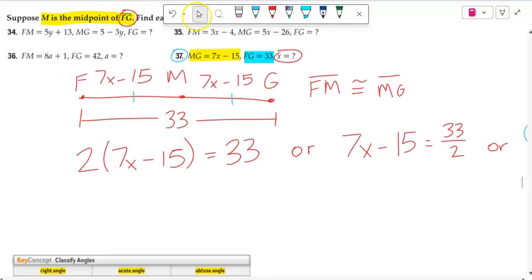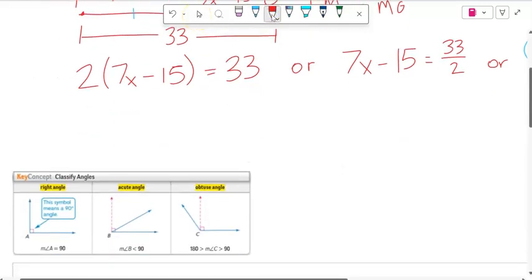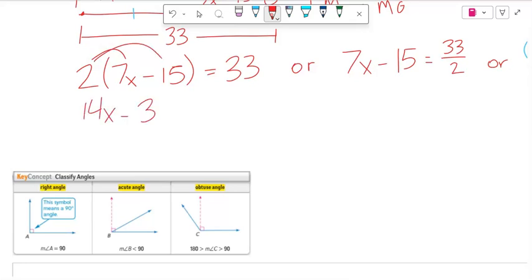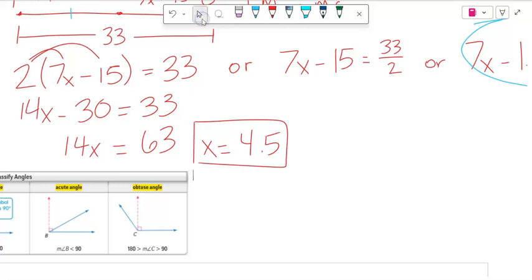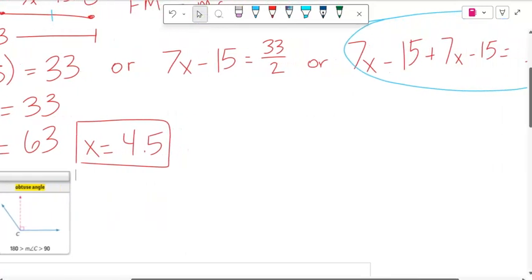Okay, so here we go. 2 times 7x minus 15. We distribute, and we get 14x minus 30 equals 33. I'm going to add 30 to both sides and get 14x equals 63, and then divide by 14. Anybody want to give me that answer? 63 over 14. Good. Is 4.5.